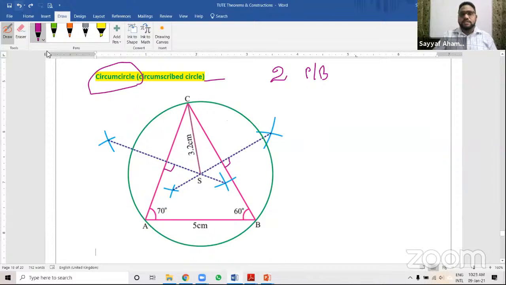So remember, one thing you need to understand, or you need to remember, is if you need to draw a circumcircle, then you need to have at least two perpendicular bisectors. So you can have a small chart or small table to make sure you don't forget this. Circumcircle, two perpendicular bisectors, right? At least any of the two sides, right?